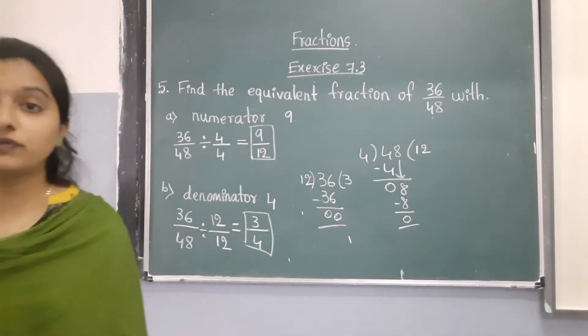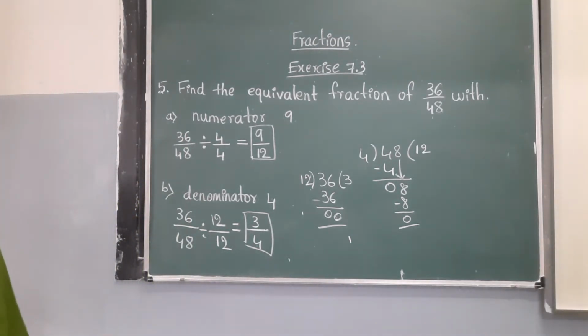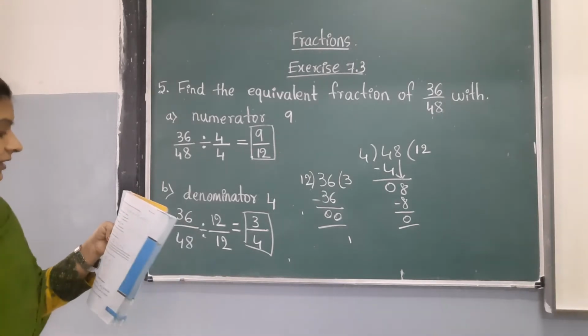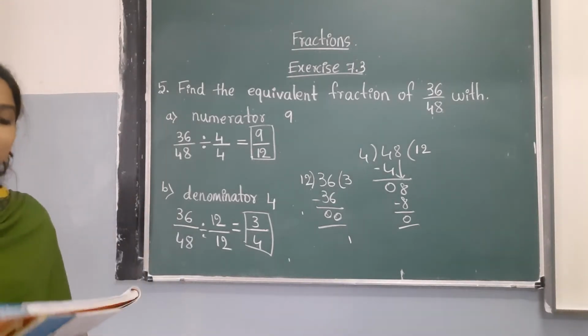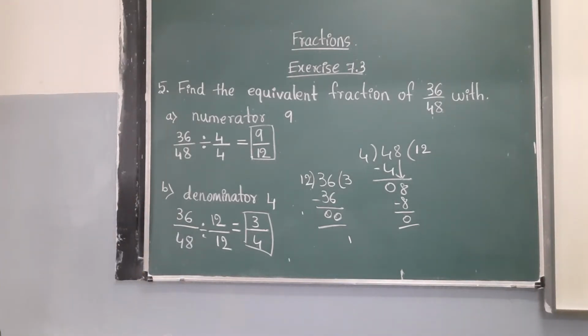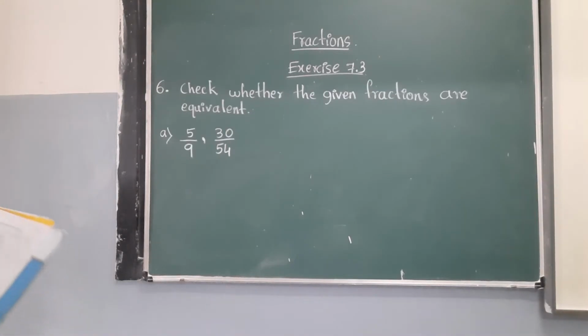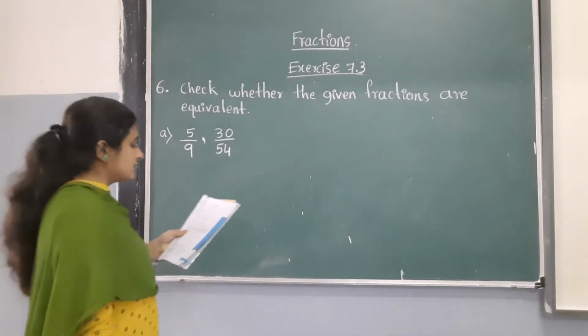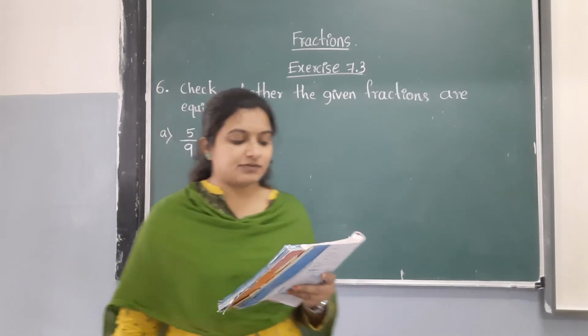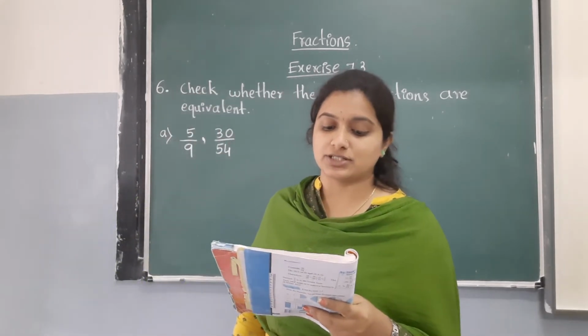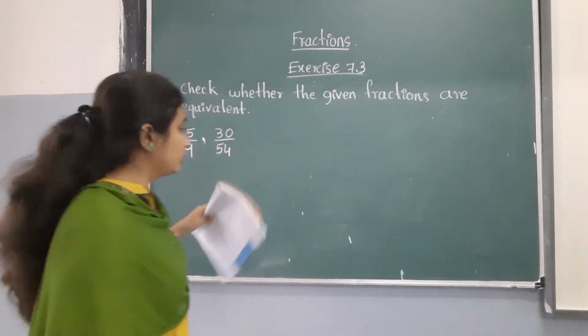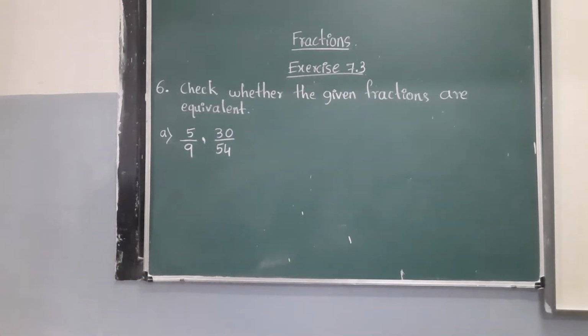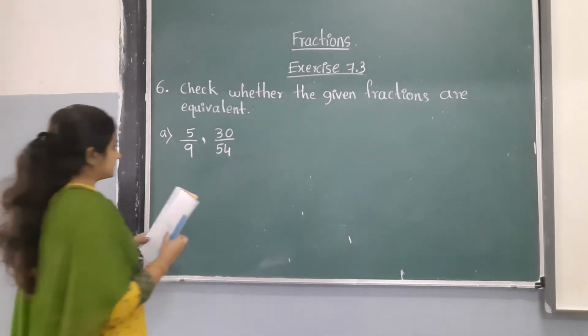Understood children how to find out the equivalent fractions for the given number? So now come to the sixth question. That is, check whether the given fractions are equivalent. Okay, they have given two fractions here. We have to check whether the fractions are equivalent or not.